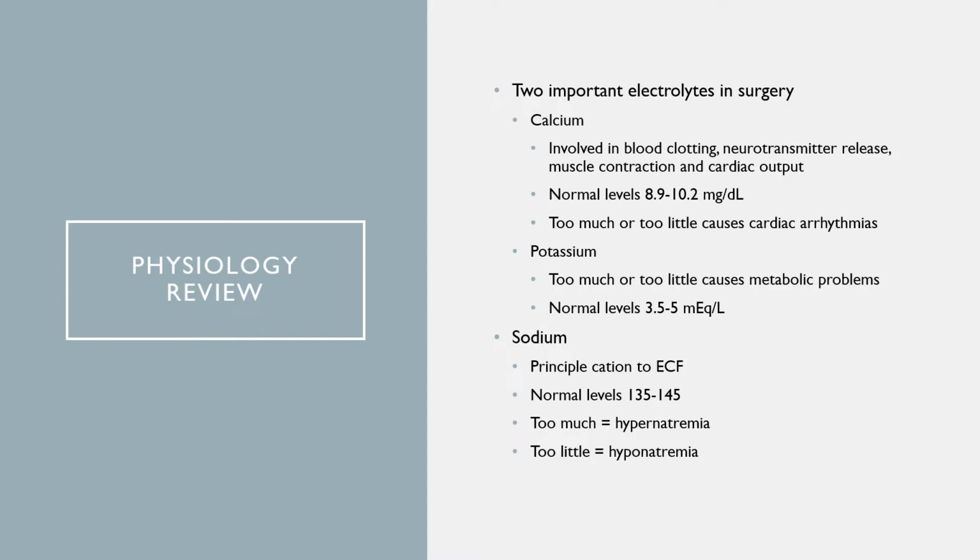And then we have sodium. This is the principal cation to ECF. The normal levels are 135 to 145, and too much is hypernatremia, too little is hyponatremia. An easy way to remember that is hypernatremia. If we have the HYPER, that means too much. And Na is the symbol for sodium. It's an easy way to remember that.